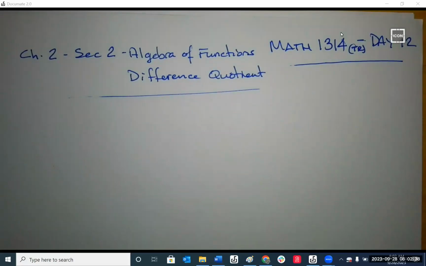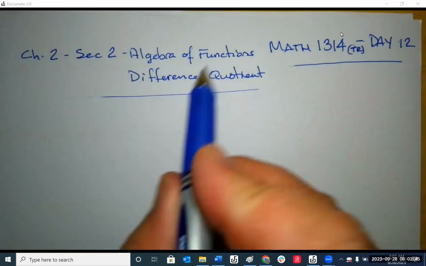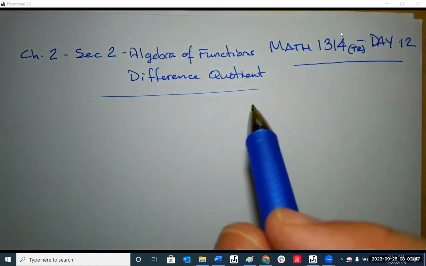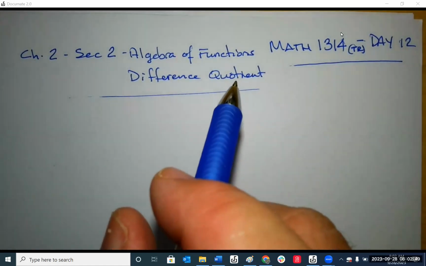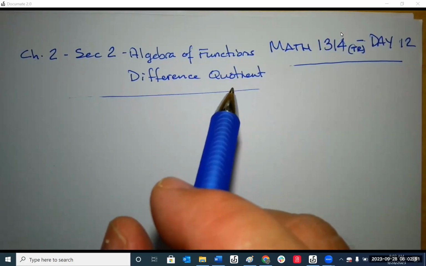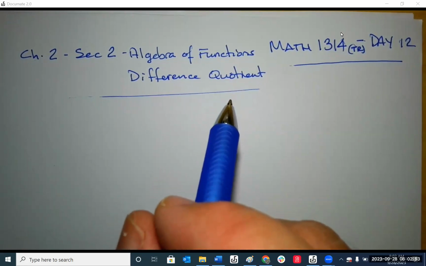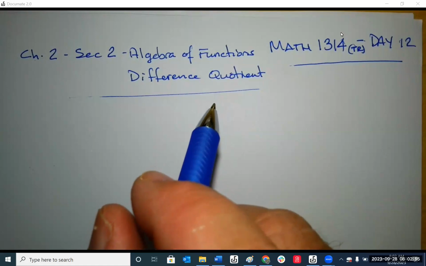Hi, good morning, everybody. Today we're going to do section 2, chapter 2. This one deals with the algebra of functions and the difference quotient. If we have time, we'll go on to the next section, section 4, that deals with symmetry, but I doubt we'll have that much extra time.